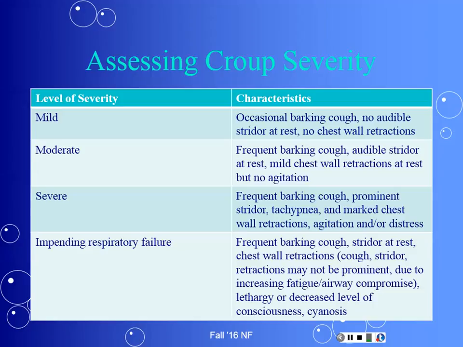Versus impending respiratory failure, that's when you have your stridor at rest, and then you're going to have the lethargy and the decreased level of consciousness and the cyanosis, so those late signs.